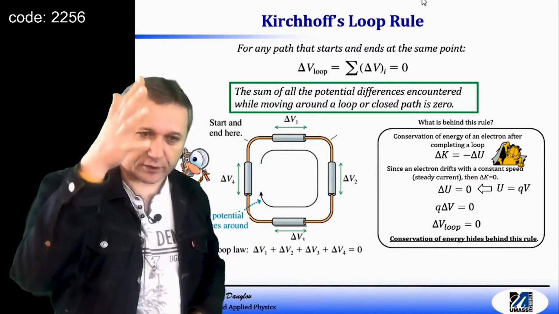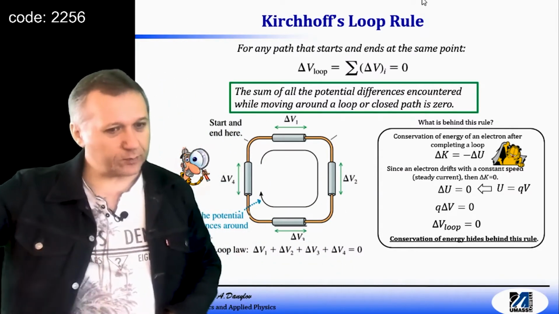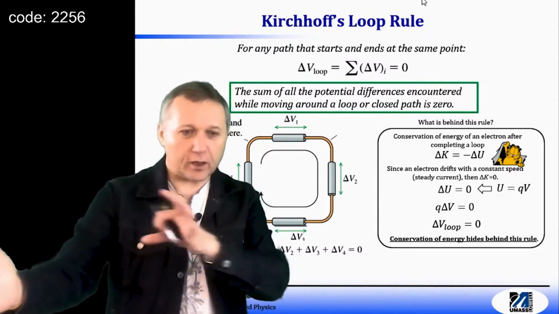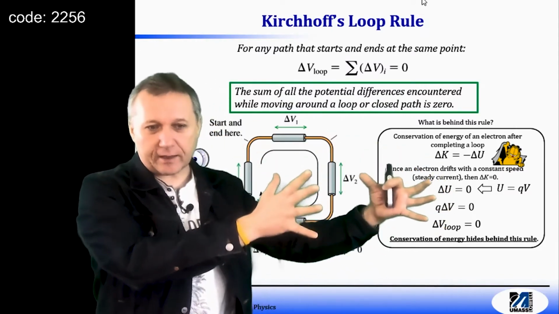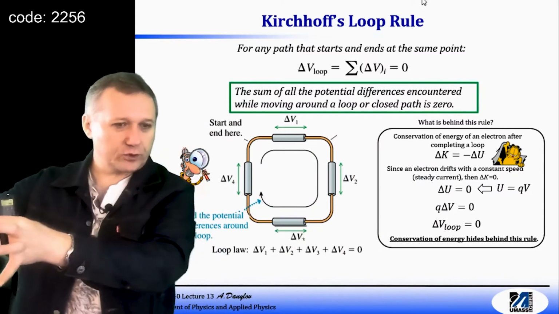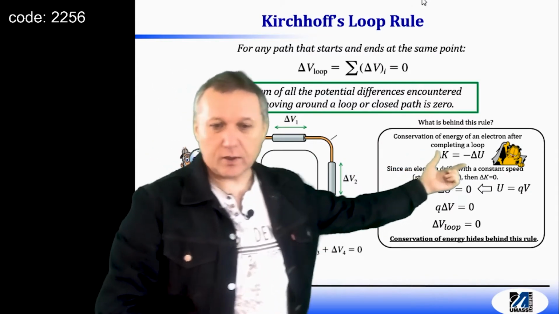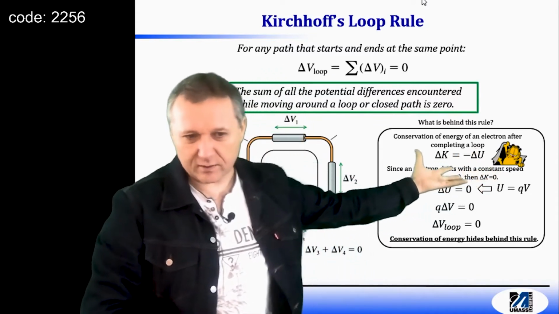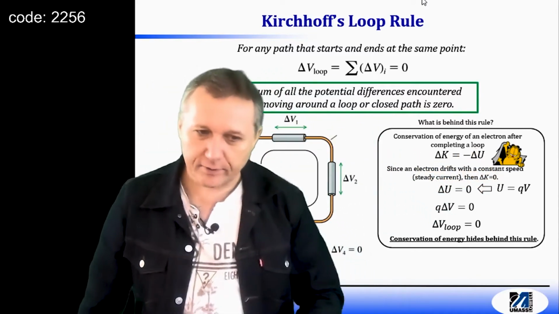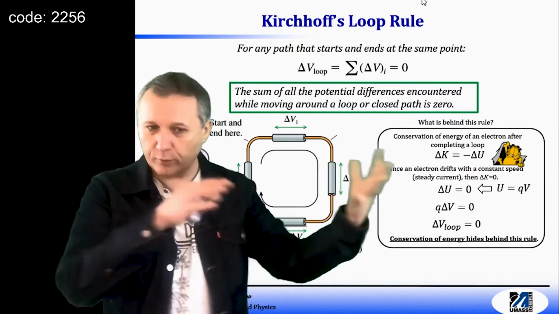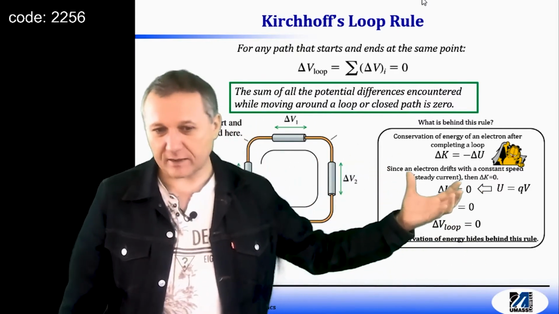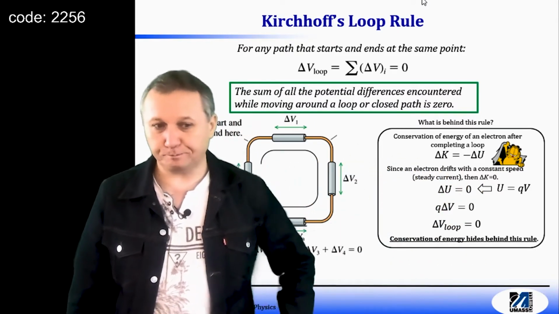K initial plus U initial equals K final plus U final. But if you move all the kinetic energies to one side and all potential energies to the other side, you will end up with this: delta K equals minus delta U. Right? It's just another way of writing conservation of mechanical energy, but I usually prefer to use the other way. But in this case, I think this is better.